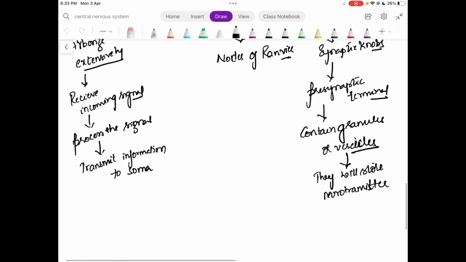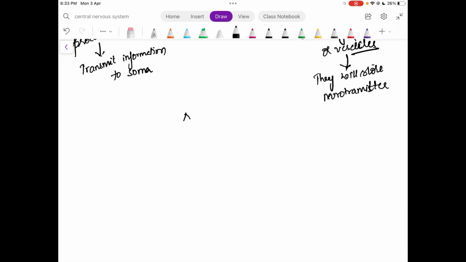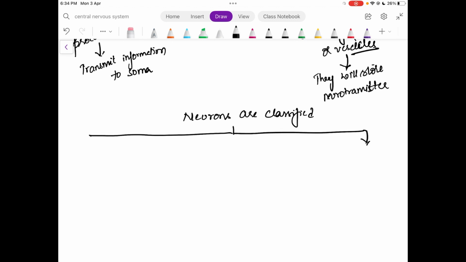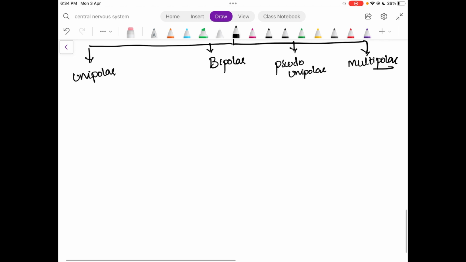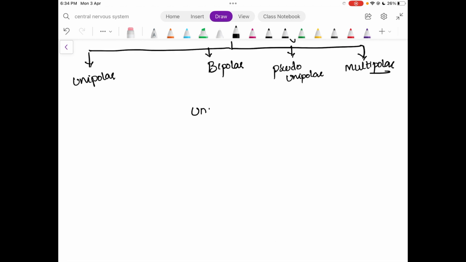These neurons are classified into different types. How they are classified, we'll see. One is unipolar, another is bipolar, another is pseudo-unipolar, and one more is multipolar. We'll discuss each of the neurons.